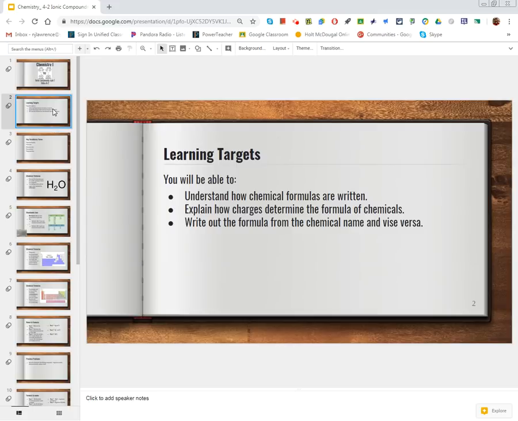So in this video, you're going to learn how to write the chemical formula. You're going to be able to explain how the charges on each ion will determine the chemical formula, and then you're going to be able to name those chemicals from the formula, or if I give you the name, write out the chemical formula.